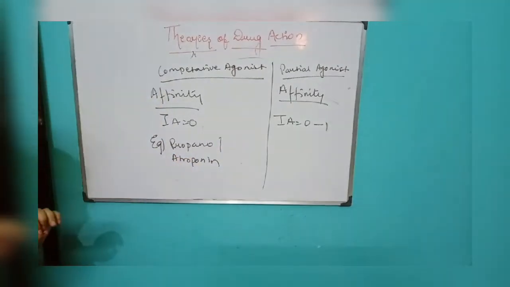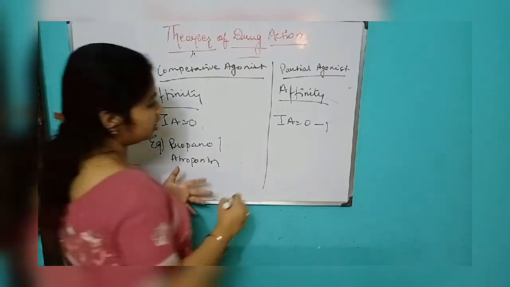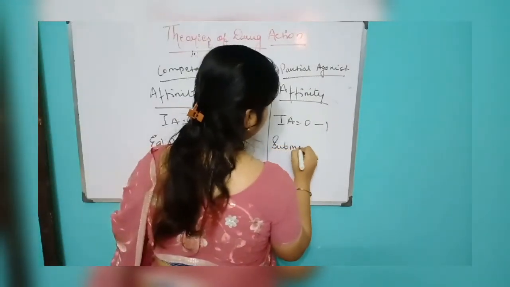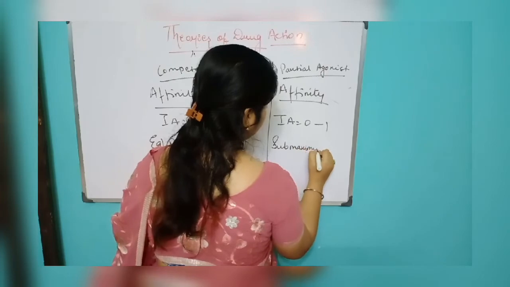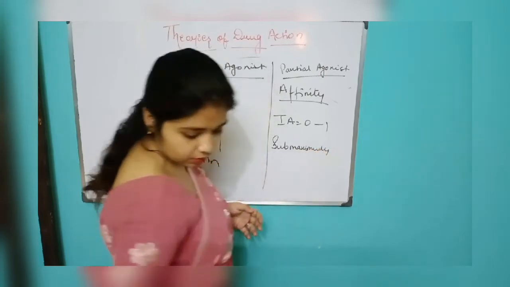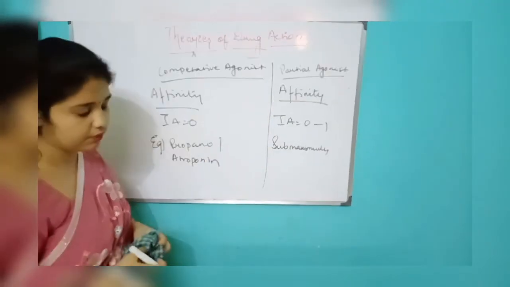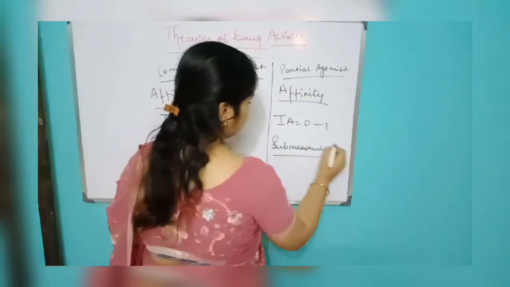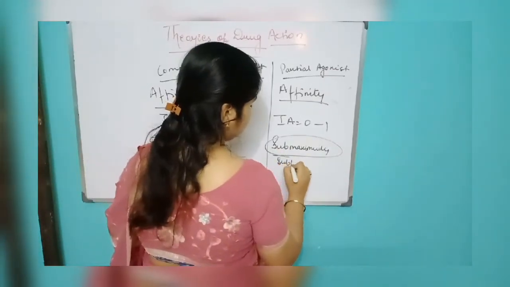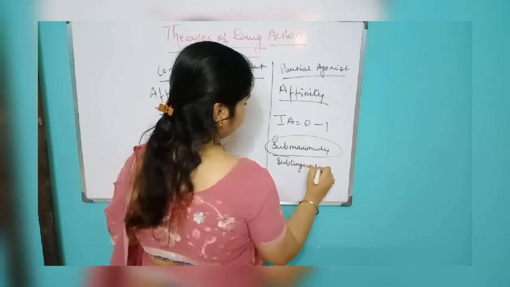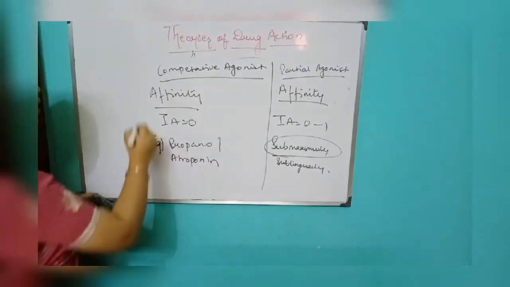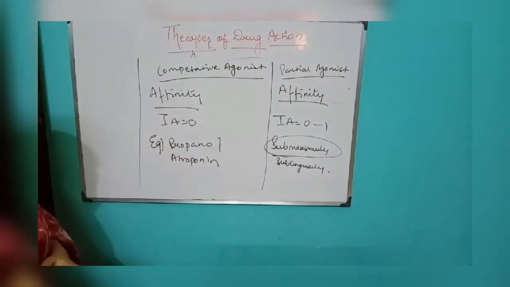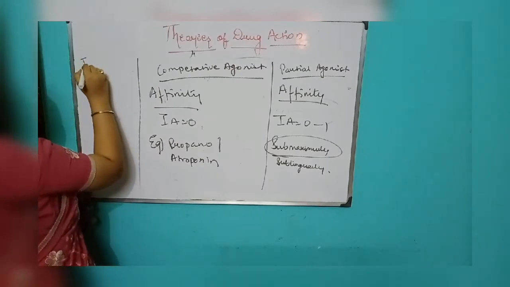Here the examples are all the drugs which give submaximal effect, or you can also term it, for example, sublingual. Now one more agonist type is there, that is your inverse agonist.